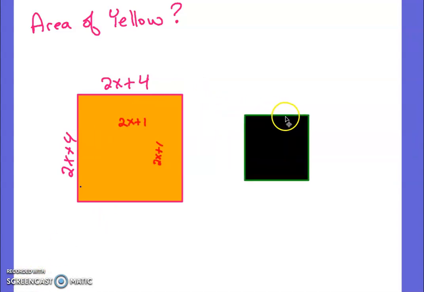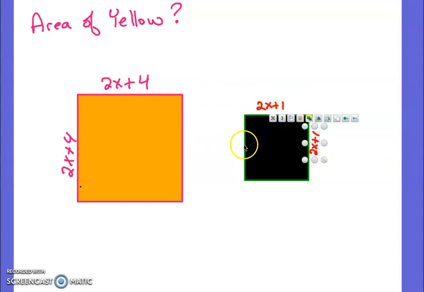So if I took the middle square out, okay, if I found the area of this big square, and then I took the area of this little square, I'm going to find them both. And really what I'm doing is I'm not trying to find this whole area here.